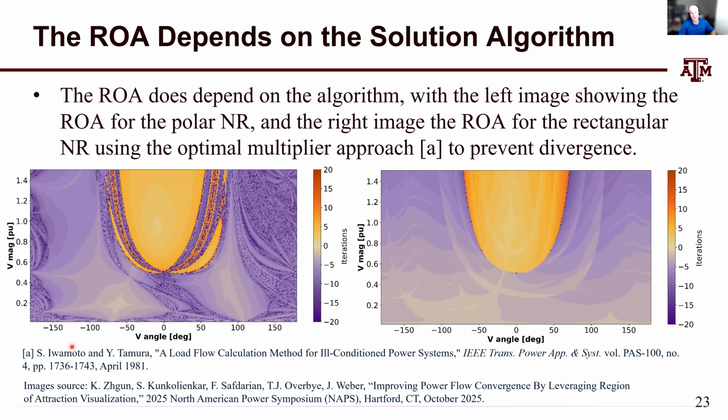and when you use the rectangular formulation, there's a technique called the optimal multiplier approach that we do use in PowerWorld. It comes from a paper from 1981 that allows you to prevent divergence, and the optimal multiplier does give us smoother boundaries. Although, as you can see, the area of the ROA for the operable solution really did not change that much. In fact, it might actually be higher on the left side than on the right side.